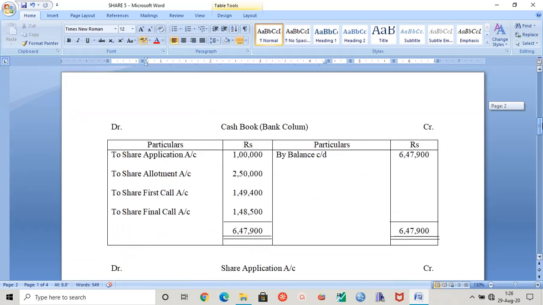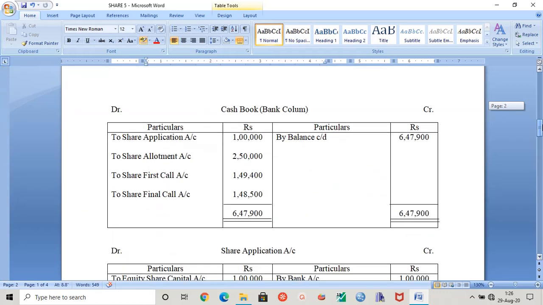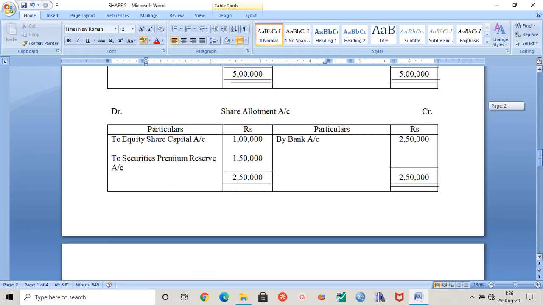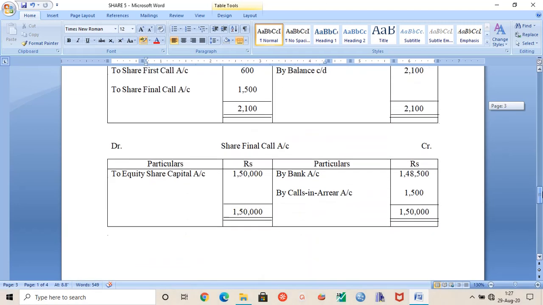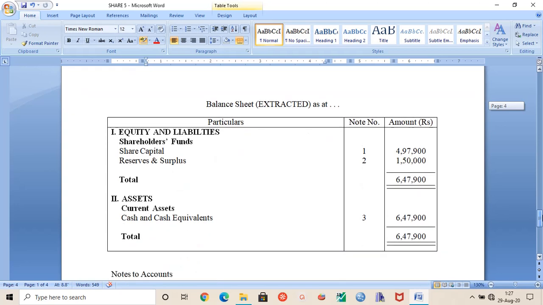So after that, we have to prepare the cash book, okay? Then post them into the ledger accounts, various ledger accounts, and then ultimately the balance sheet. So this balance sheet of question number 4 was the same, but that had calls in advance, okay? That calls in advance appeared in other current liabilities, whereas this SPR, that securities premium reserve, will come under this head, reserves and surplus. You should know that, okay.